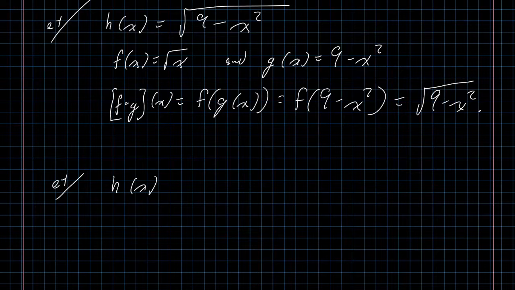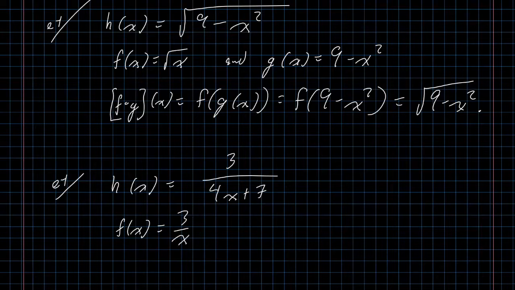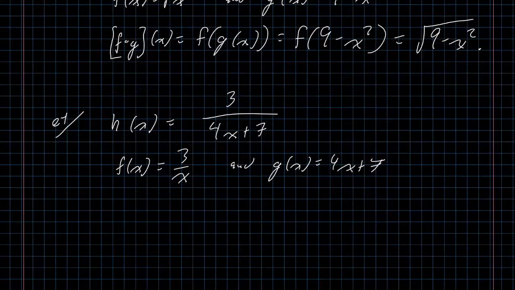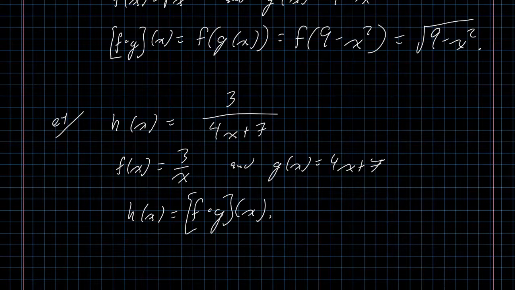As another example, if we have some sort of fraction going on, 3 over 4x plus 7, you should be able to notice that if we take f of x as 3 over x and g of x as 4x plus 7, then h of x is f composed with g of x.